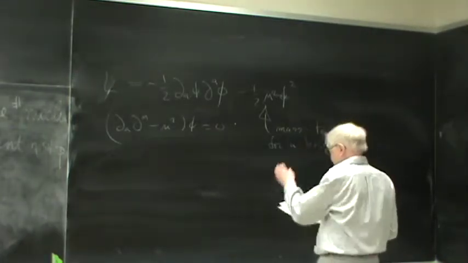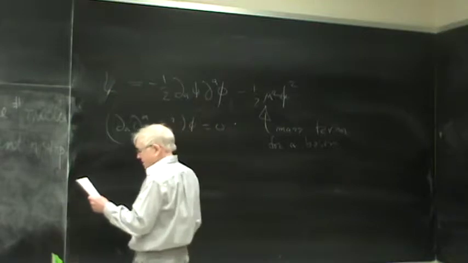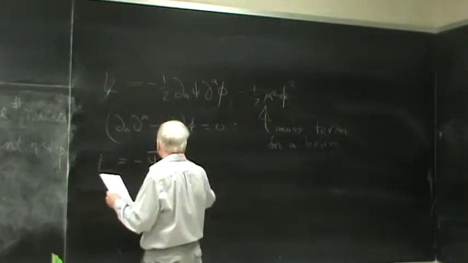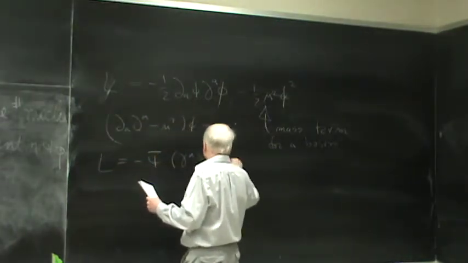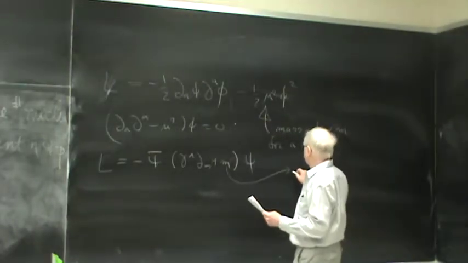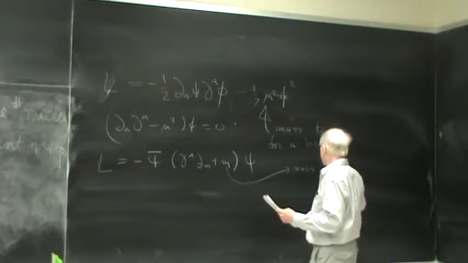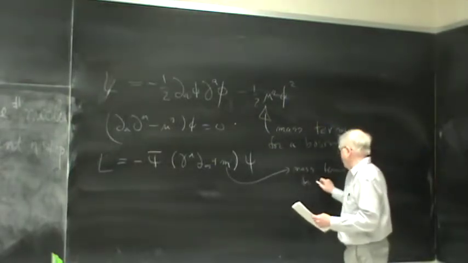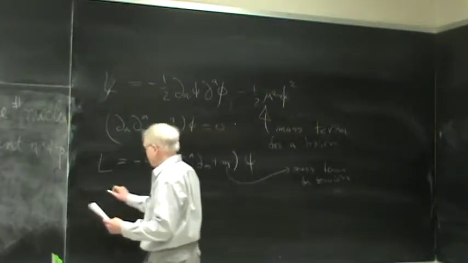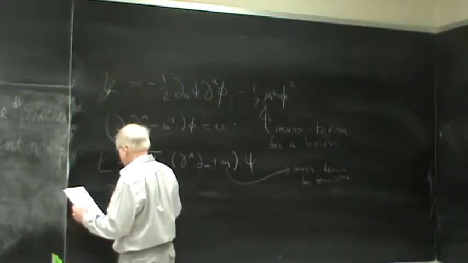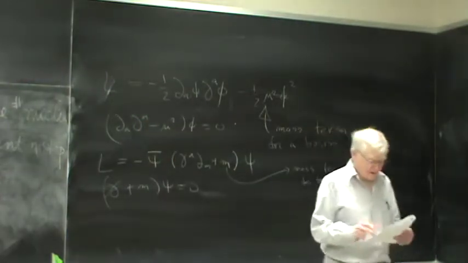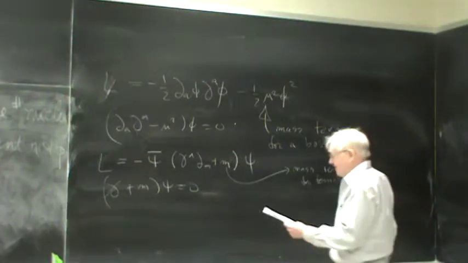For vector bosons, the mass term is of a similar form. For a Dirac field, what we have is minus psi-bar gamma^a d_a plus m psi, and this here is the mass term for a fermion, or spin 1/2 fermion, and the equation of motion is (d-slash plus m) psi. So that's that.